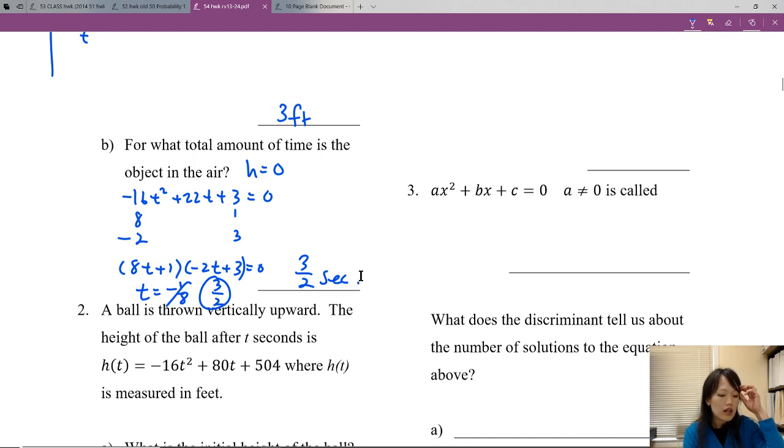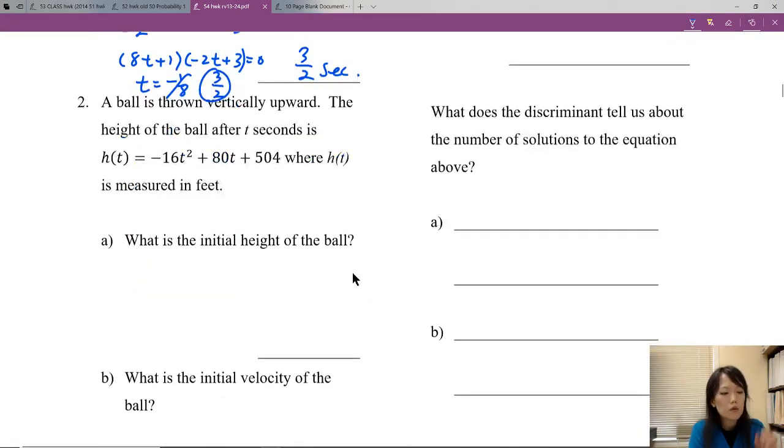Okay, the next one. A ball is thrown vertically upward. The height of the ball after t seconds is given here, where h of t is measured in feet. What's the initial height of the ball? So looking at the equation, the initial height is 504.